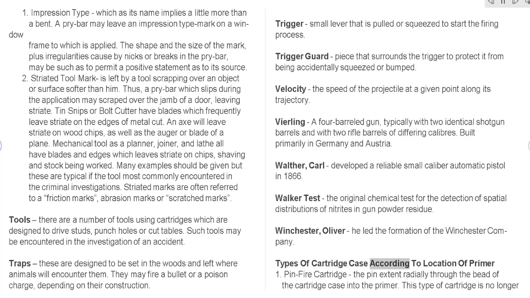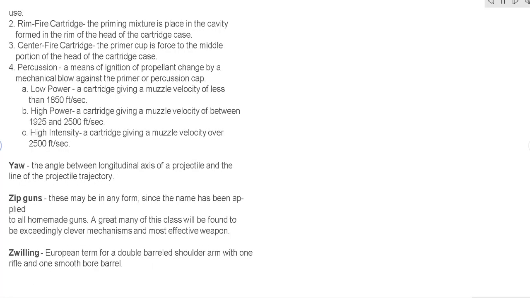Types of cartridge case according to location of primer. One, pinfire cartridge: the pin extends radially through the bead of the cartridge case into the primer. This type of cartridge is no longer used. Two, rimfire cartridge: the priming mixture is placed in the cavity formed in the rim of the head of the cartridge case. Three, centerfire cartridge: the primer cup is forced into the middle portion of the head of the cartridge case. Four, percussion: a means of ignition of propellant charge by a mechanical blow against the primer or percussion cap.